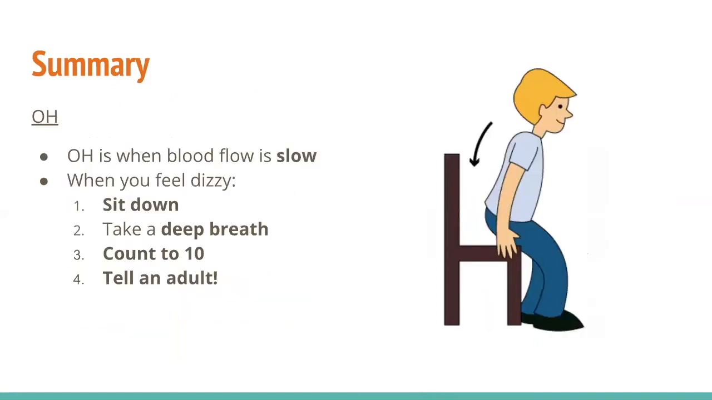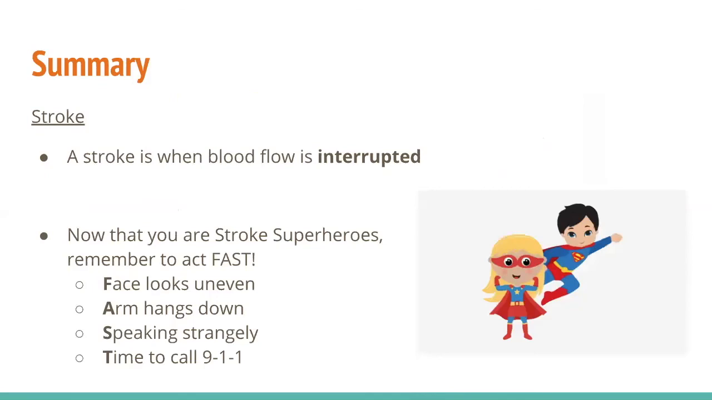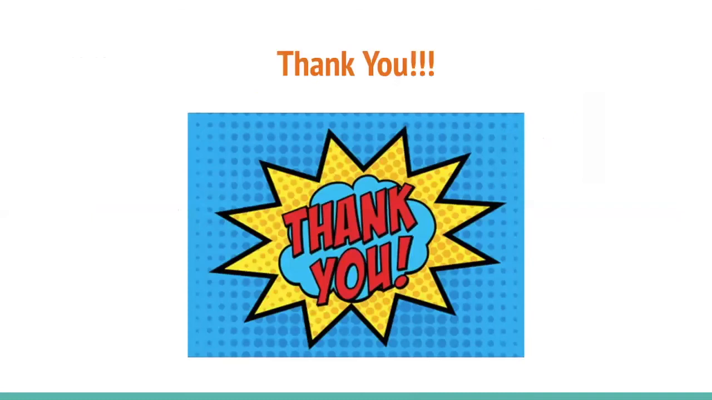So in review, OH is when our blood flow is slow and we feel dizzy. And in order to combat this, we take a seat, take a deep breath, count to 10, and when we're done counting to 10, we tell an adult. We also learned today about stroke. Stroke is when your blood flow is interrupted to your brain. Ian did a great job telling us all about the FAST acronym we could use to identify signs of a stroke. If our face looks uneven, our arm hangs down, or if our speech is strange, it's time to call 911. Thanks for watching, guys, and remember, you are stroke superheroes now.